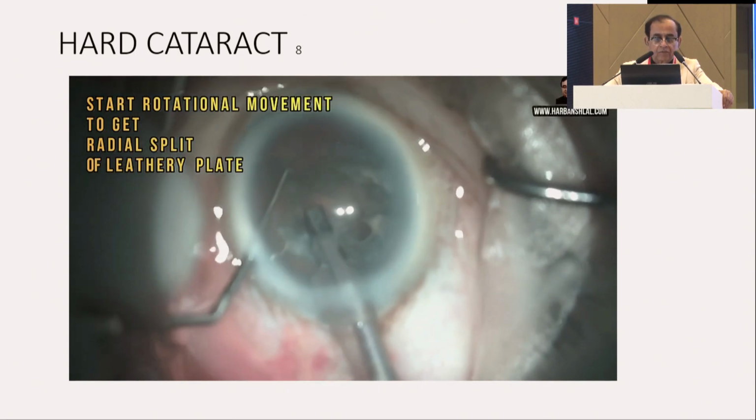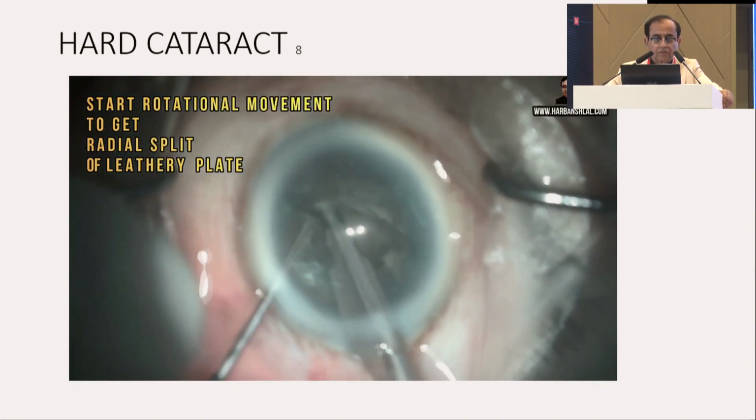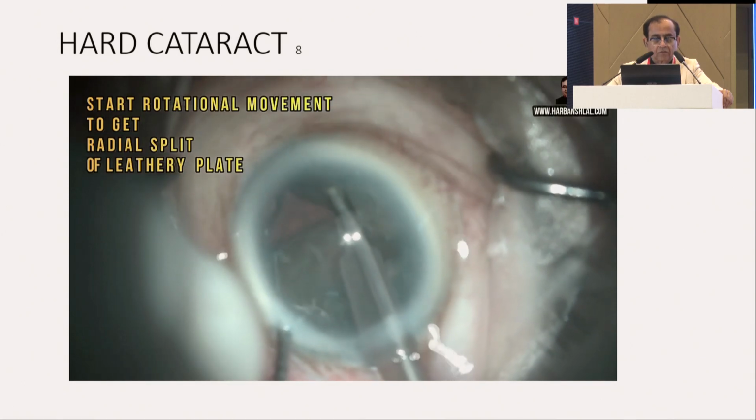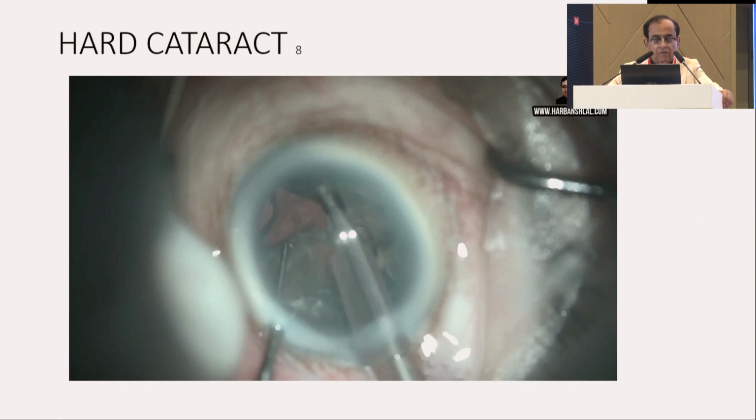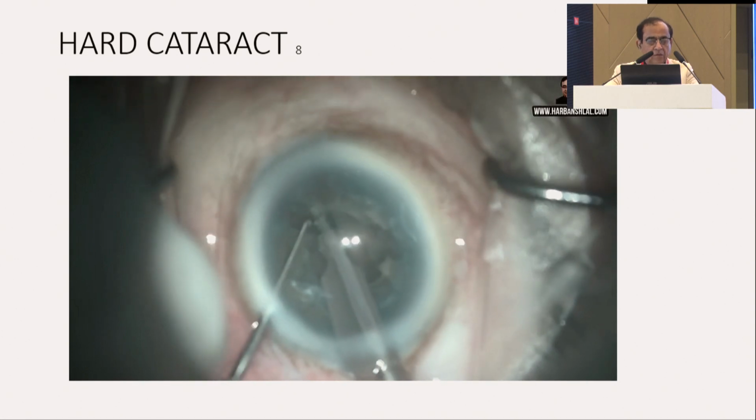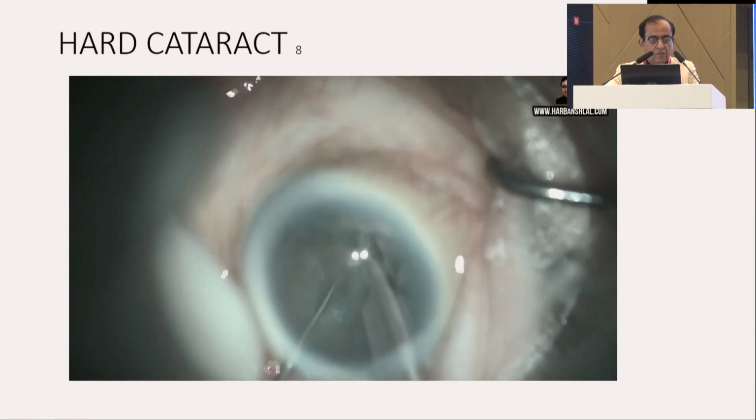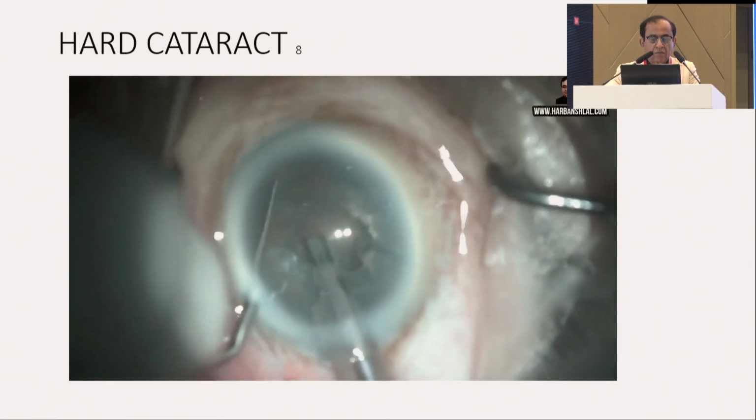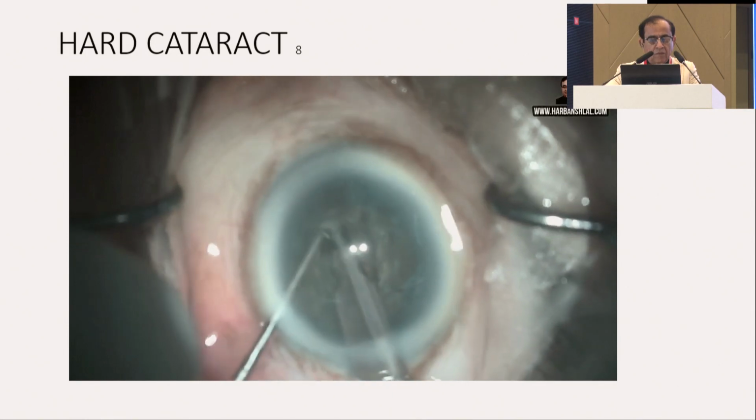When you try to separate the leathery plate by lateral separation, you are trying to tear too many fibers in one go, requiring much higher force. Not holding the nucleus with the phaco tip makes it unstable and you put too much pressure onto the posterior capsule and granules. While you use my technique of radial separation, you are holding and lifting the nucleus and there is no pressure on the capsule or granules. At the same time, using a radial split, you are tearing one fiber at a time, requiring much less energy.